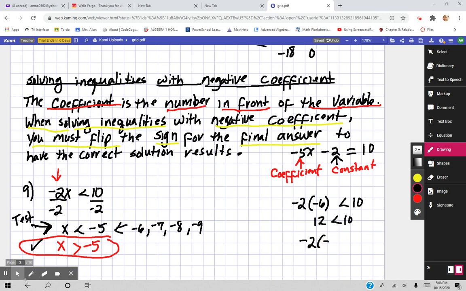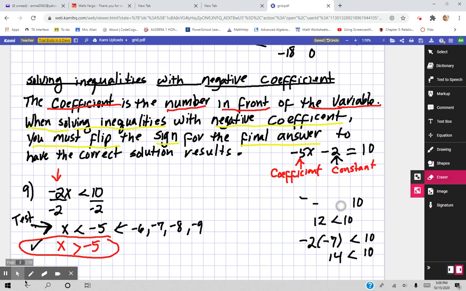Okay, -10 times -7. Well, that's 14. 14 is not less than 10. So do you see the first inequality that we get gives us a false statement. All the solutions are false. Okay, now let's try the next one.